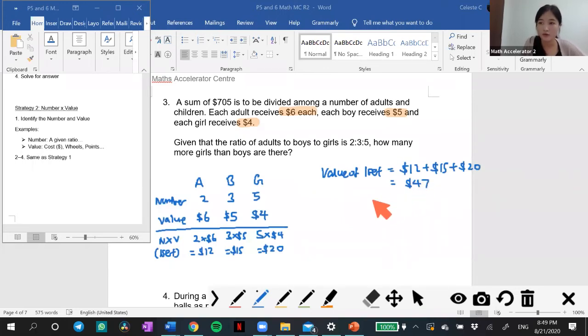Okay, so you should know the drill already. It's always repeating. So find the number of sets. Take total. What is it? Here. 705 divided by the value of one set. What do you have? Okay, thank you. Alright, 15.